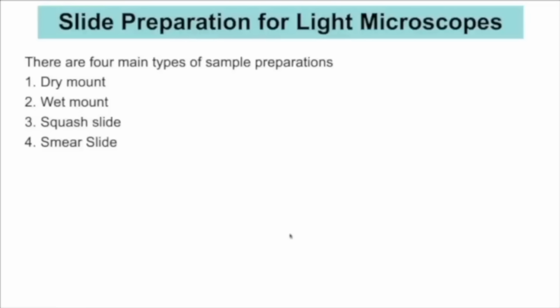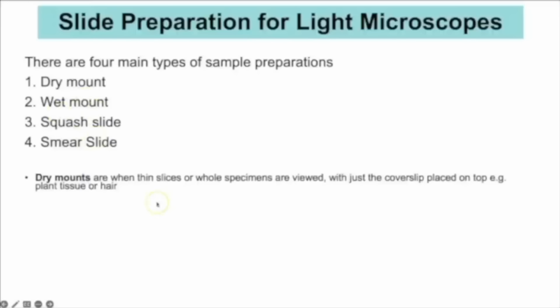With the light microscopes or optical microscopes, there are 4 types of slide preparation that you need to be familiar with: dry mount, wet mount, squash slide, and smear slide. The dry mounts are when thin slices or even the whole organism or specimen are viewed. You would place that specimen on top of your glass slide with just a cover slip placed on top. This might be used if you're examining a really thin slice of plant tissue, or you might have tried this before with your own hair.